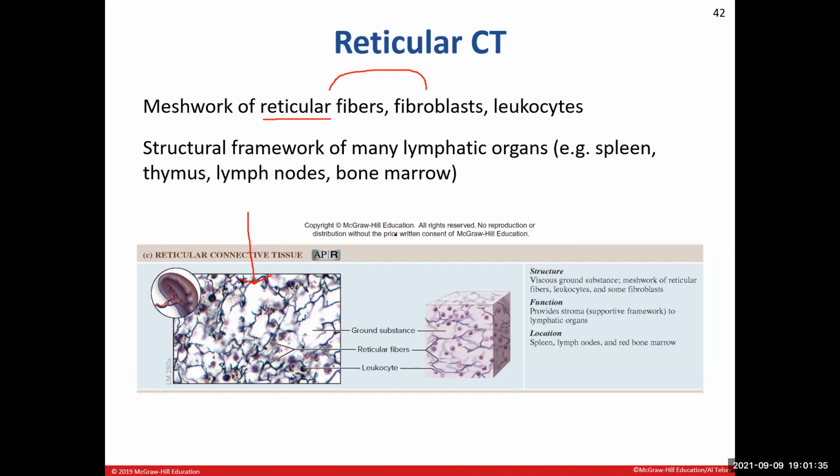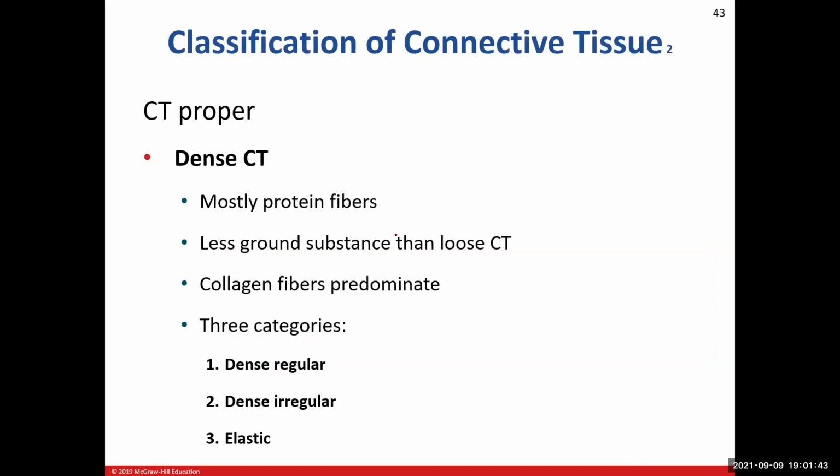All right, but think of reticular connective tissue just as the hotel where leukocytes, these white blood cells, will come and stay for a little bit. The other type of connective tissue proper is the dense. And again, there are 3 types. So as the name implies, dense, right? It's going to be tightly packed.